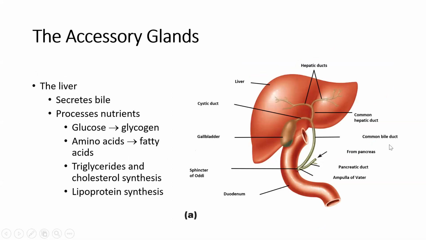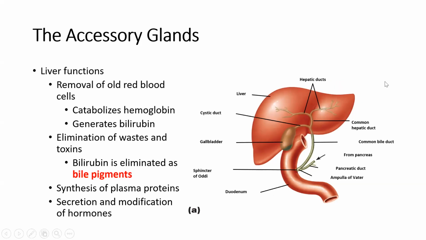Okay, we'll talk about the liver here some more as far as its role in bile secretion. So the liver does a lot of things. We mentioned this earlier. It's going to store glucose as glycogen. It's going to process amino acids into glucose. That is a process called gluconeogenesis. It's going to package and store triglycerides and cholesterol, as well as lipoprotein synthesis. So lipoproteins are required in order to transport fats around the body. And so the liver has a lot of functions.